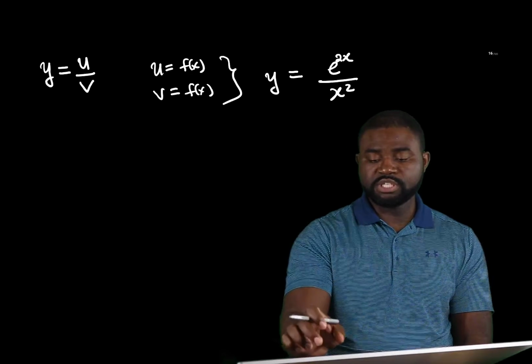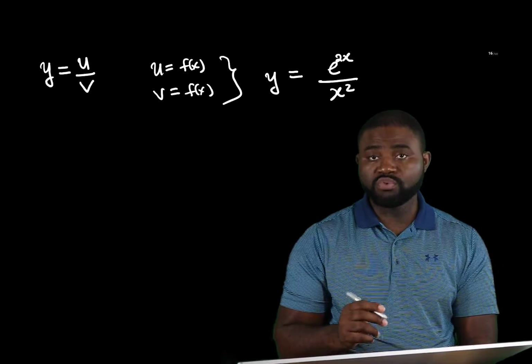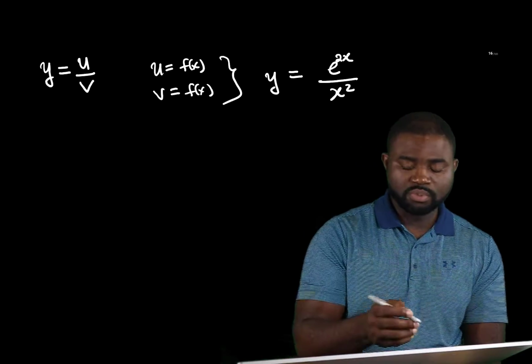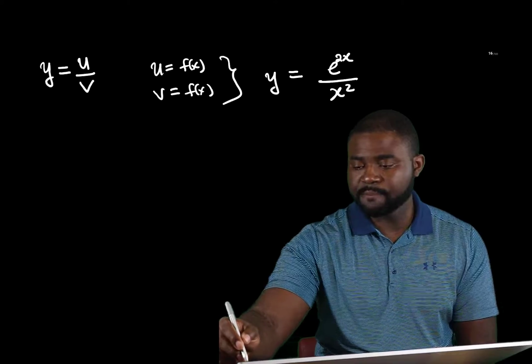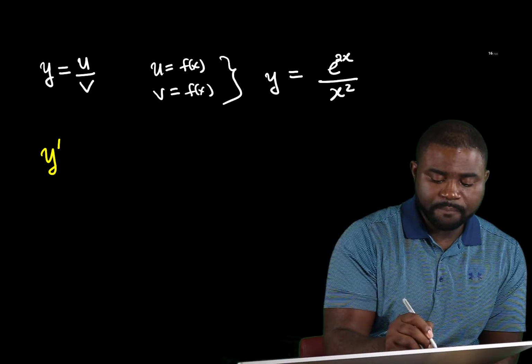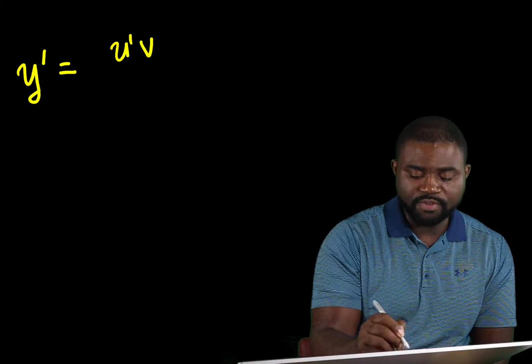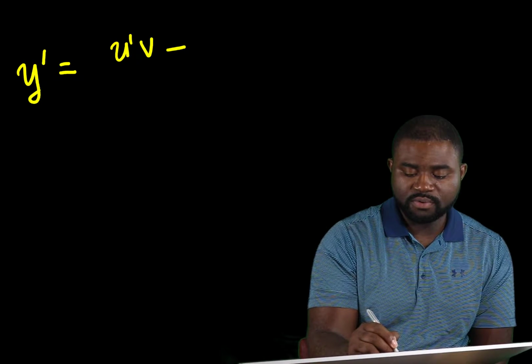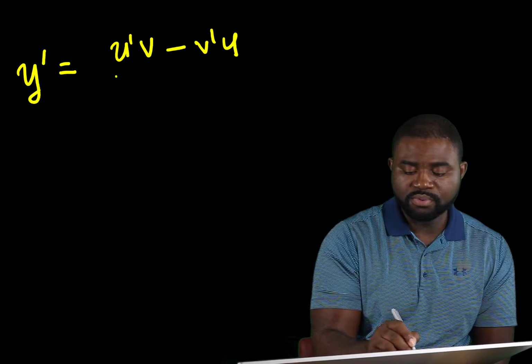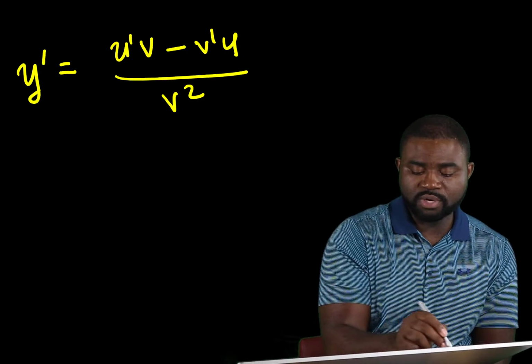Now, to differentiate such a function, we use what we call the quotient rule, which basically tells us that y prime will be equal to u prime v minus v prime u divided by v squared.